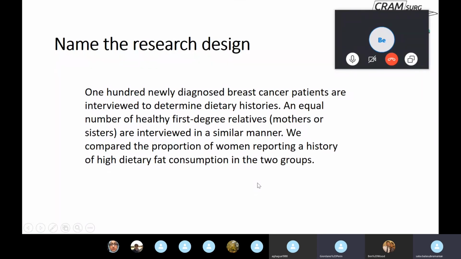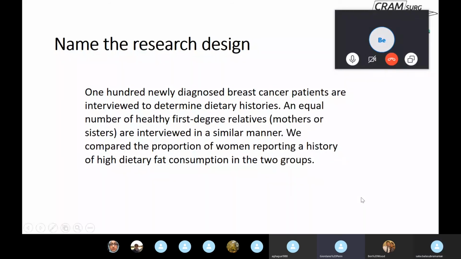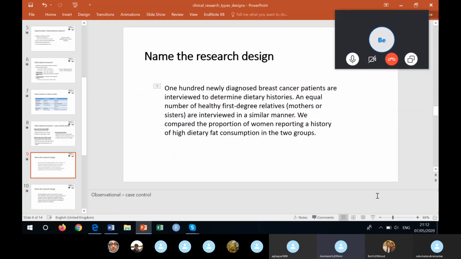All right. So 100 newly diagnosed breast cancer patients are interviewed to determine dietary histories. An equal number of healthy first-degree relatives, mothers or sisters, are interviewed in a similar manner. We compare the proportion of women reporting a history of high dietary fat consumption in the two groups. So this is a retrospective case control. Retrospective case control. Well, you don't need to say retrospective when you're saying case control. Absolutely, because case control studies are almost always retrospective. Yes. Okay, very good.